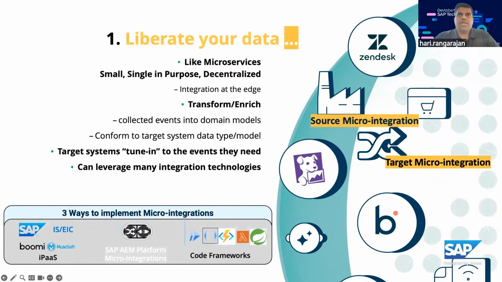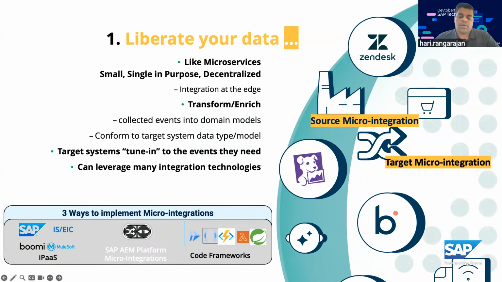And you do this liberation using a new paradigm or thought process that we call micro integrations, right? Micro integrations are like microservices. They are small, single in purpose, decentralized, right? They do one thing and they are good at that thing, right? So essentially you could say anything that produces or consumes events from the advanced event mesh can be termed a micro integration as long as it is small, modular, and decentralized, right?